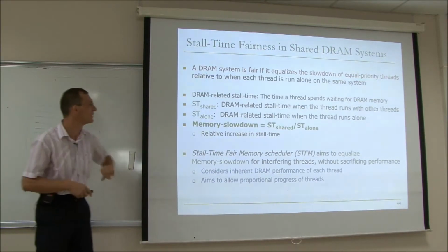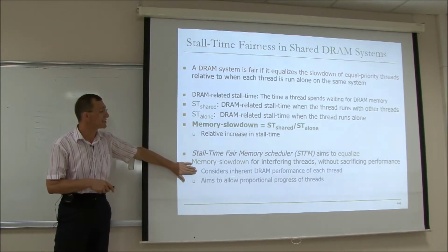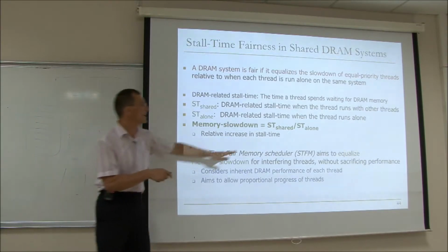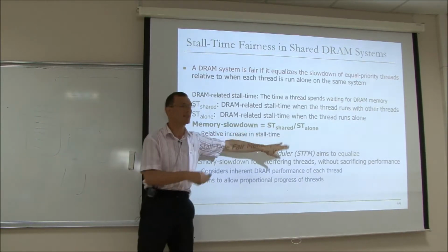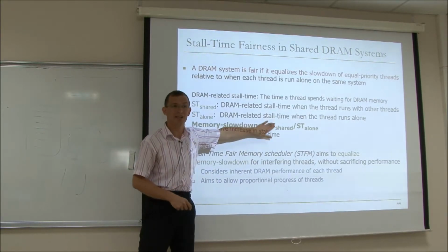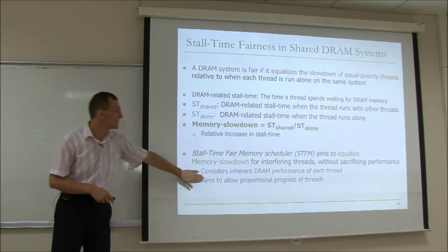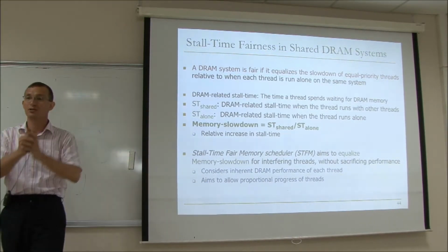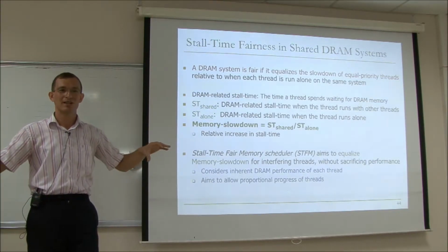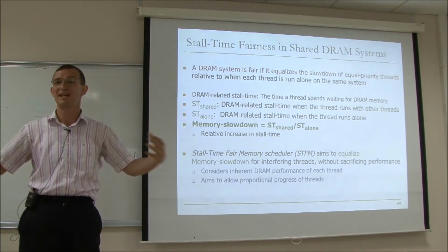That's the goal, again. So the nice thing about this metric is it considers the inherent DRAM performance of each thread. You could say, why not equalize stall time shared? That would not consider the alone performance of each thread, and would be very unfair in some ways. This also aims to allow proportional progress of threads. And proportional progress is actually good for the operating system, because when it schedules threads to cores, it assumes that these threads will hopefully make some progress, right? And the hope is that it's proportional.